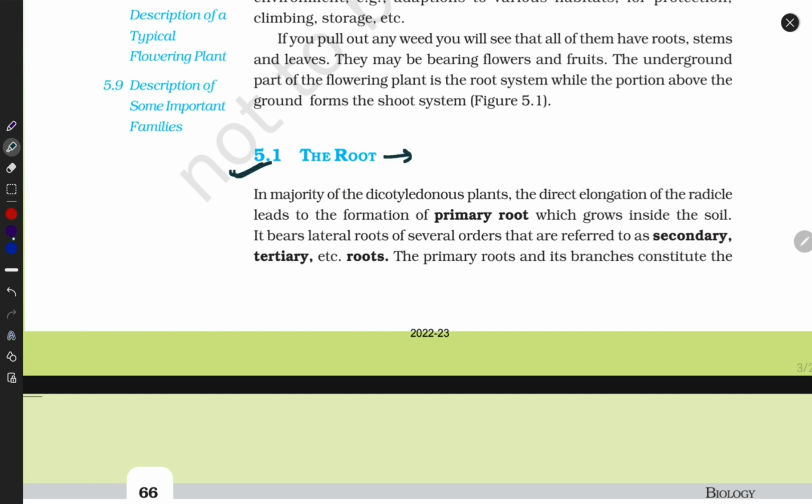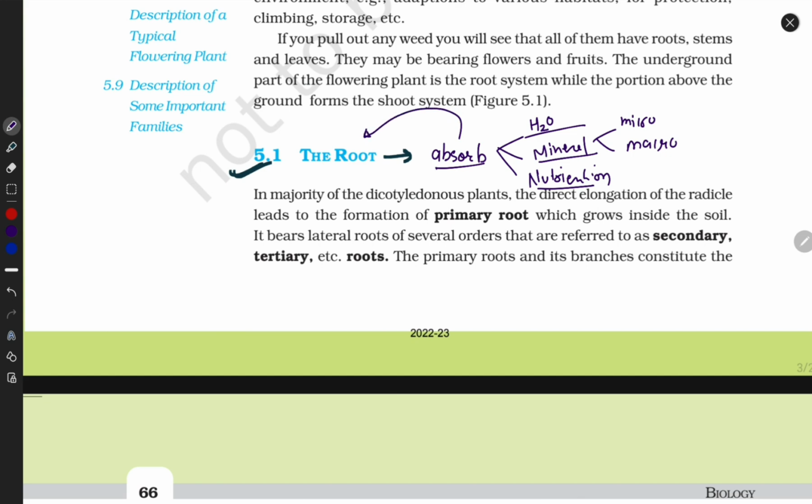What is the function of root? They absorb what? Water, minerals, whether micro minerals or macro minerals, and nutrition. All these things, water, minerals and nutrition, are absorbed by the root from the soil. This is the brief introduction about root.